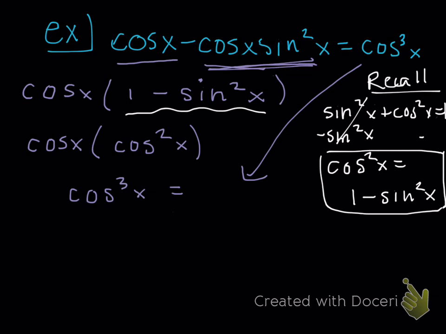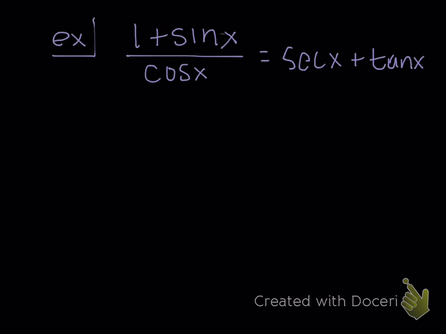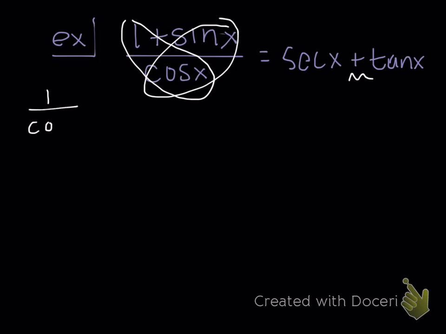So for our next example, I have 1 plus sine of x all over cosine, and I'm trying to prove that this is equal to secant of x plus tangent of x. Notice on the right-hand side I have two separate terms separated by a plus sign. So I need to split this up into two terms. My first step would say 1 over cosine of x plus sine of x over cosine of x.